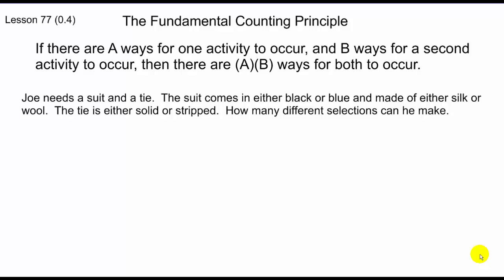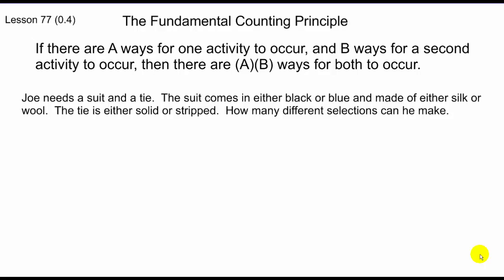Today we're going to start an introduction on probability, but to do that we have to start with combinatorics and the counting principle. The counting principle says if there are A ways to do one activity and B ways to do another, then there are A times B ways for both to occur.